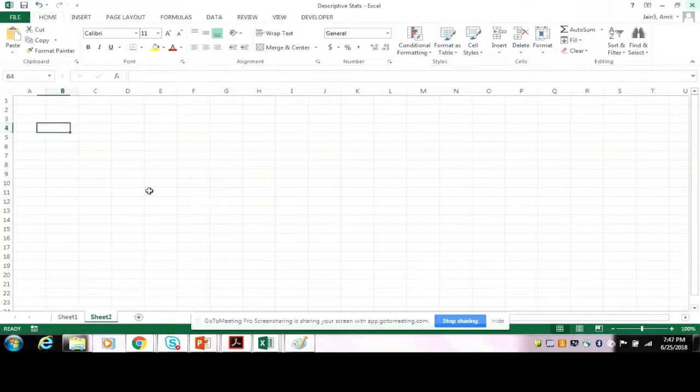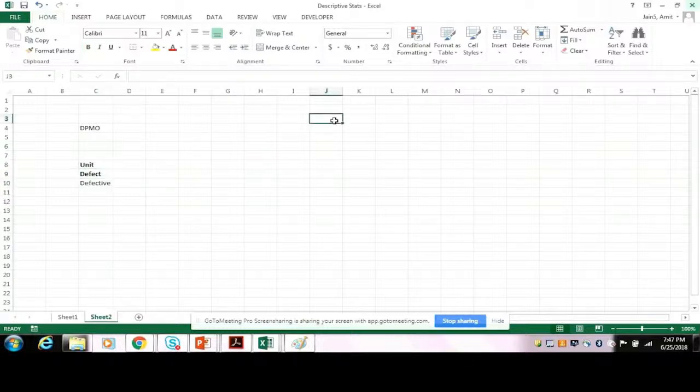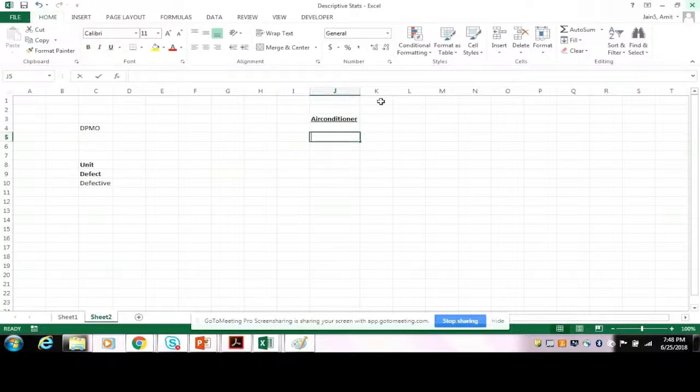So let's understand the concept of DPMO. What we need to understand are a few things: defect, unit, and opportunity. Let's say we are an air conditioner manufacturing unit, and we manufacture air conditioners. So the unit is the AC that we manufacture.